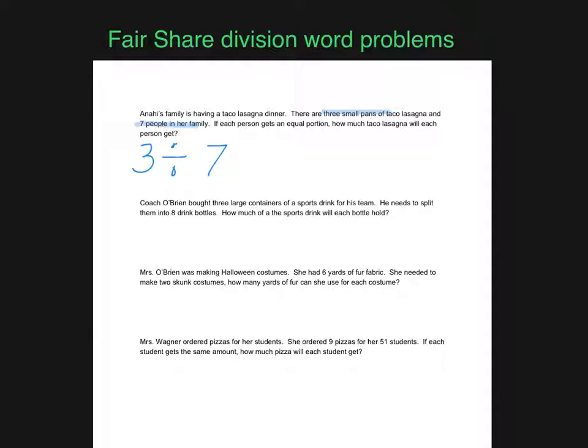Now 3 divided by 7 is our number model, and another way to write 3 divided by 7 would be 3/7. 3/7 would be our answer to this problem. So it's 3/7 of a pan. So each family member would get 3/7 of a pan. Now move on to our next problem.